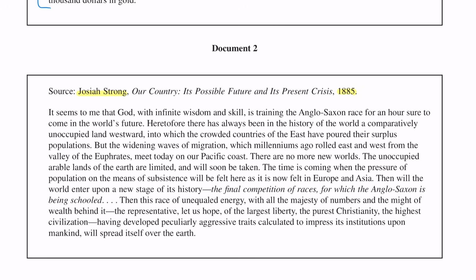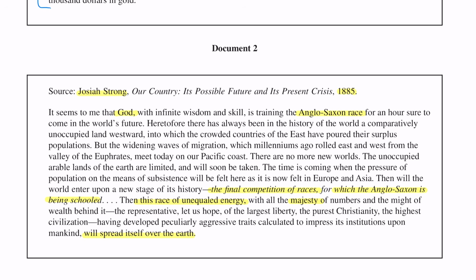First of all, I notice that he invokes the divine to talk about the Anglo-Saxon race. He talks about the final competition of races for which the Anglo-Saxon is being schooled. Then he has a great opinion of the Anglo-Saxon race, this race of unequaled energy. He uses words like majesty. And if Josiah Strong was to have his way, the Anglo-Saxon race will spread itself over the earth.